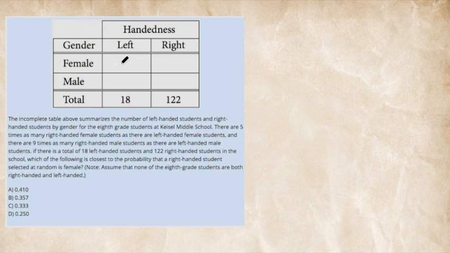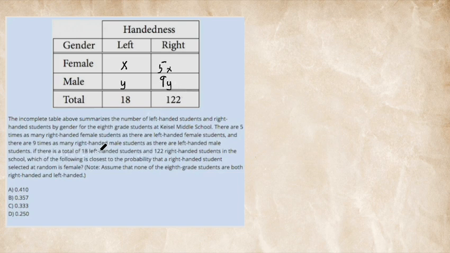So we can just start filling the table over here. So if this is, let's say, X, it says there are 5 times as many right-handed female students as there are left-handed female students. So if this is X, this is going to be 5X, right? So read the sentence step by step and use the information step by step, right? And then it says, and there are 9 times as many right-handed male as there are left-handed male. So if the left-handed male is Y, they're saying there are 9Y right-handed male, right?